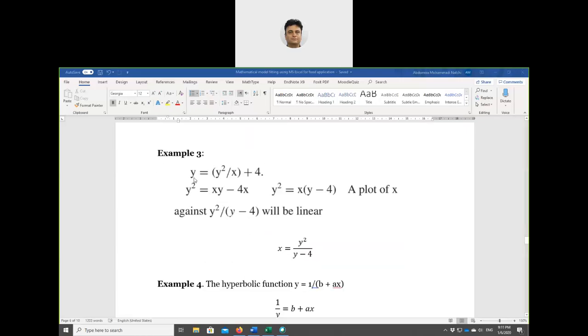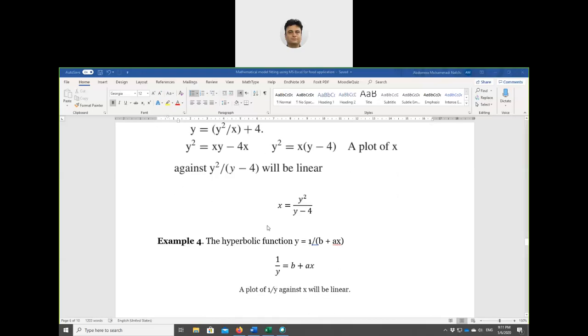Another one, if y is equal to y2 over x plus 4, we rearrange, we manipulate, and then finally we reach this equation. Make sure when you rearrange, all of the dependent terms should be on one side and independent on the other side. y2 over y minus 4, a new variable we call z, against x equal to z. This is linear.